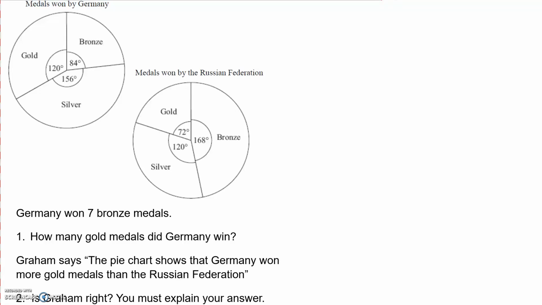GCSE question of the week, week 13, foundation first. So we've got a pie chart question, and we've got two pie charts showing some information about medals won by Germany and medals won by the Russian Federation.